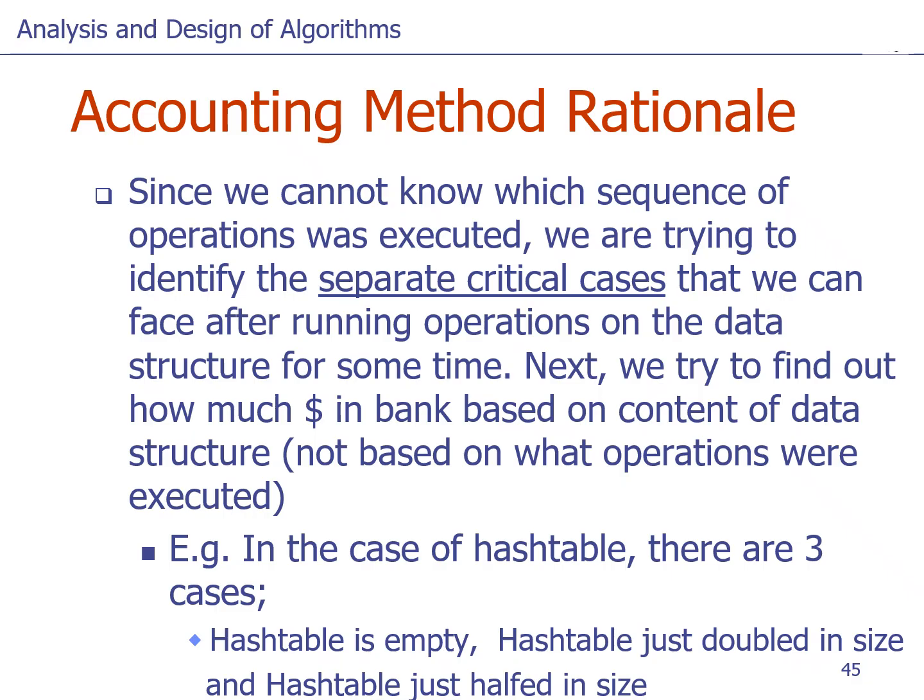So in the case of the hash table, again, there are three critical cases. The hash table is empty. There is nothing in there. Okay, that's not a very interesting case. And the other critical case is the hash table just doubled in size. And the third one is the hash table just halved in size. Okay, which are the ones I was just describing.